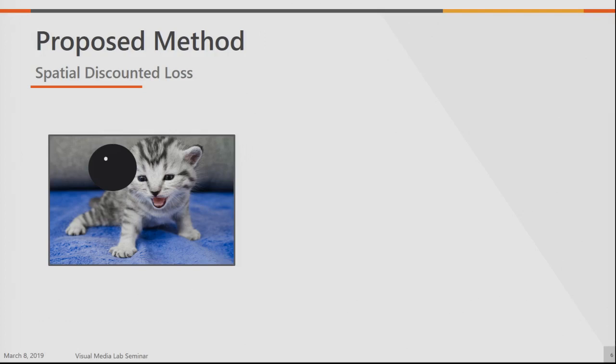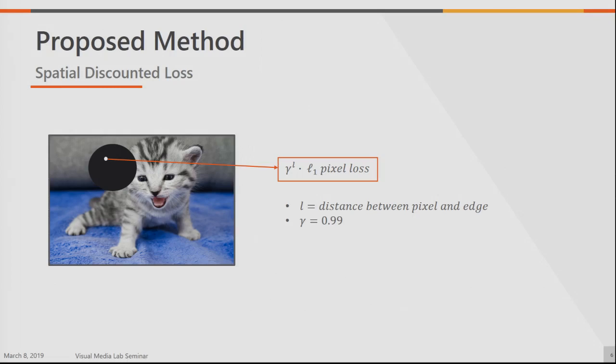So if we have, for example, this pixel, then they calculate it like this. You have just your normal L1 loss, so the difference between ground truth and the prediction. And they multiply it by this term, which is 0.99 to the Lth power, with L being the distance from the pixel to the edge of the mask. So the further you get from the mask, the lower this loss will be, and the more freedom the network has to try something different.